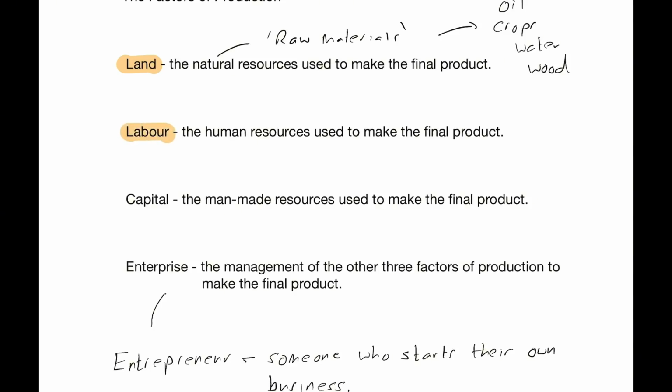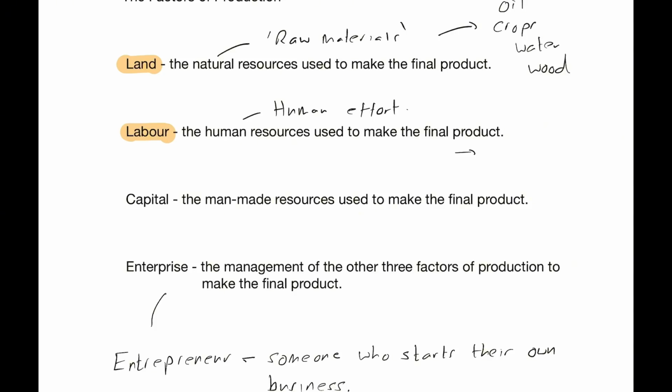Labour is the next factor of production, and labour are the human resources used to make the final product. So this is any human effort which is involved in making a product. And we'll look at some examples shortly.